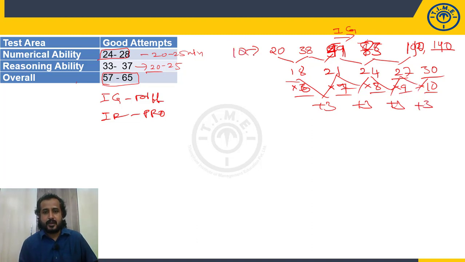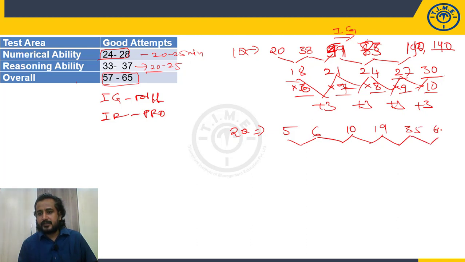One more question that was given. Let's say the first number is 5. The next number is given 6, then 10, then 19, then 35, and then 60, and it asks to find the next number. This is one question given.